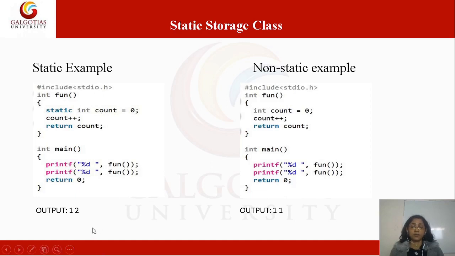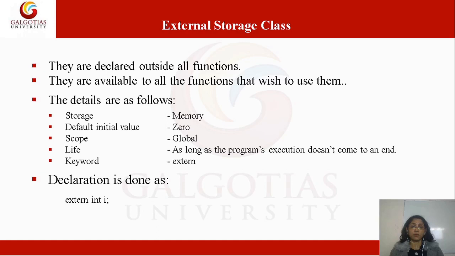Therefore, in the first example, you will get the first function call output as 1, and for the second function call the output is 2. Whereas in the second example, the first function call output is also 1, and for the second it is 1 again. I hope people are able to understand.